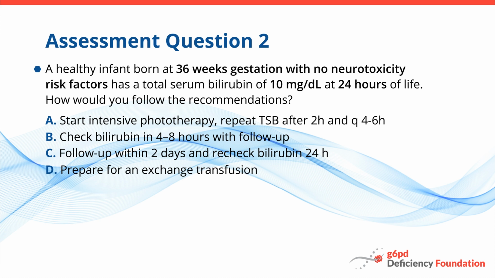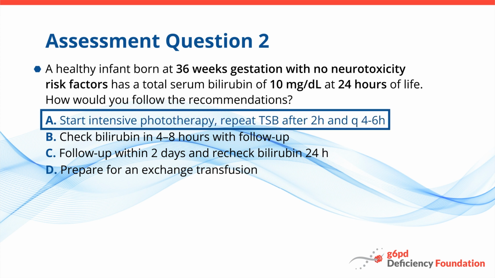According to the AAP guidelines, and as reflected by the results of the PEDI tool, either of the following answers is an acceptable treatment plan. A. Start intensive phototherapy, repeat total serum bilirubin after 2 hours and every 4 to 6 hours thereafter. Or B. Check bilirubin in 4 to 8 hours with follow-up.